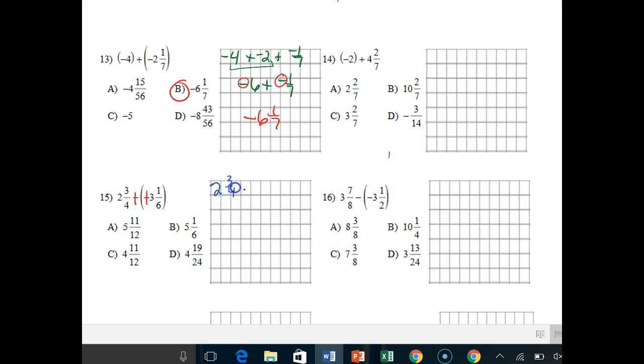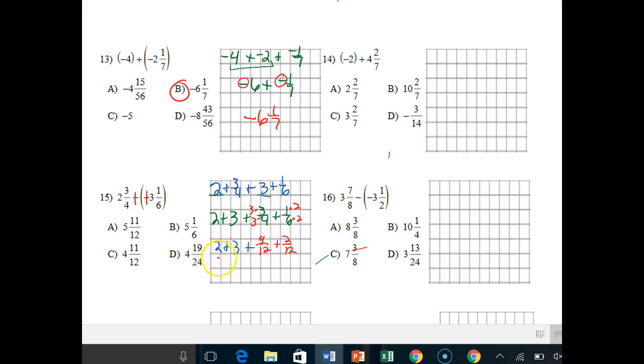2 3/4. Oops, I just messed it up already. 2 plus 3/4 plus 3 plus 1/6. Use the commutative property of addition to put the 2 and the 3 by each other. The whole number is 2 plus 3 plus 3/4 plus 1/6. Now go ahead and find your common denominators. I could multiply by 6, I could multiply by 4, or I could recognize that 12 is the common denominator. Times 2, times 3. So we get 2 plus 3 plus 9 over 12 plus 2 over 12.